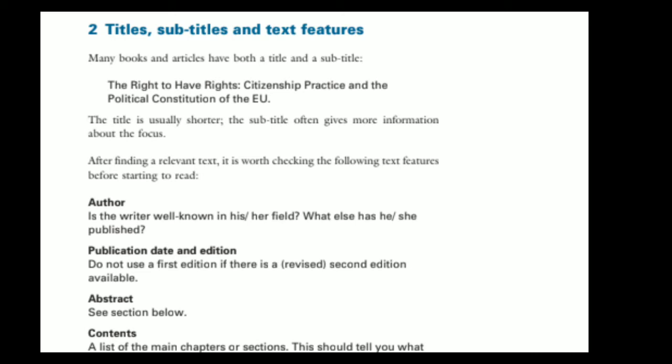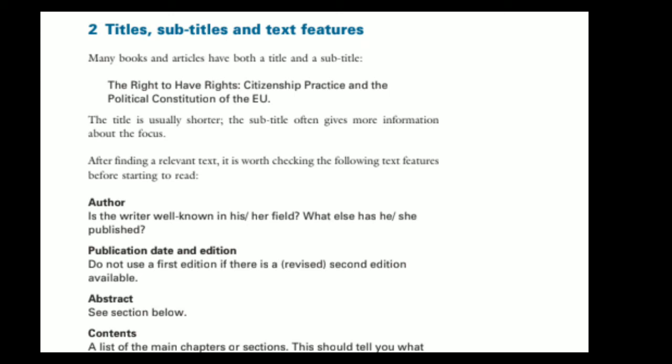Titles, subtitles and text features. Many books and articles have both a title and a subtitle. For example, The Right to Have Rights, Citizenship Practice and the Political Constitution of the EU. The title is usually shorter. The subtitle often gives more information about the focus. After finding a relevant text, it is worth checking the following text features before starting to read.